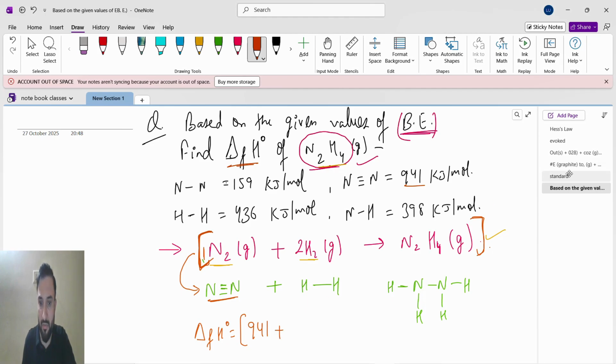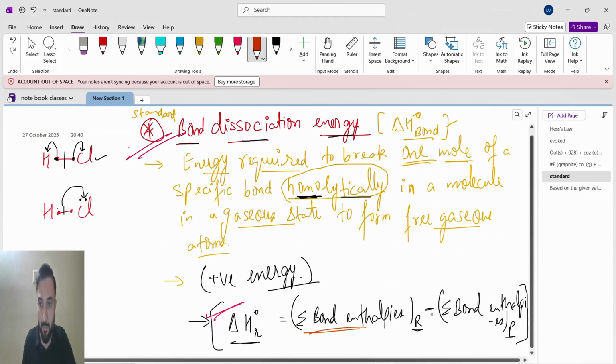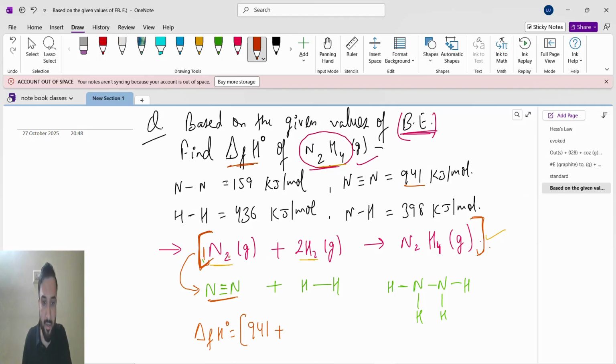Plus, because we have to do the summation of bond enthalpies of the reactant. The reactant first is N2, which we write like this, N triple bond N. N triple bond N is 941, and 1 into 941. Plus H2, which is H single bond H. H single bond H is 436, and it is 2H2, so 436 into 2.